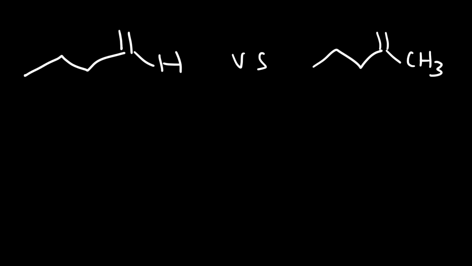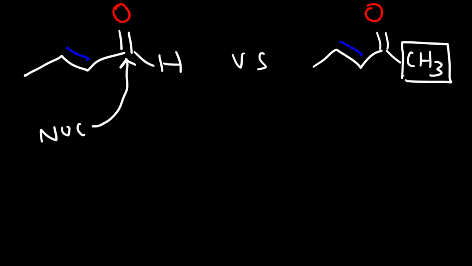Consider these two compounds, a conjugated ketone and a conjugated aldehyde. Which compound favors direct addition, and which one favors conjugate addition? Now, the one that favors direct addition is the one that's most accessible. For the aldehyde, the carbonyl part of the molecule is more accessible towards direct addition. In the case of the ketone, the methyl group creates steric hindrance, so it's harder for the nucleophile to approach the carbonyl compound.